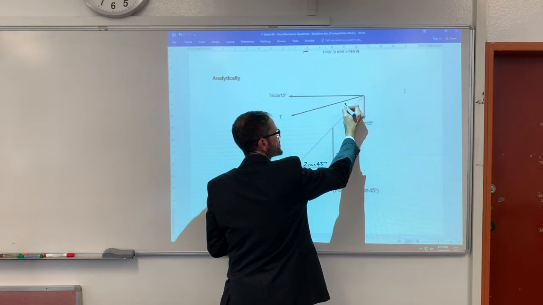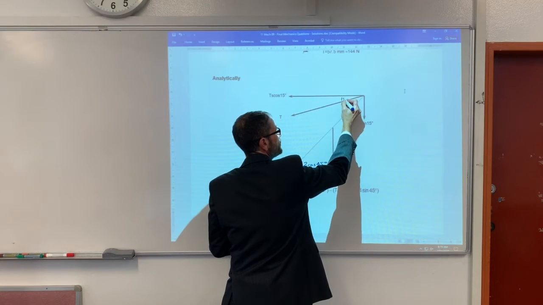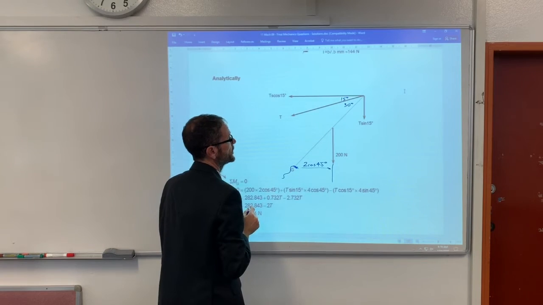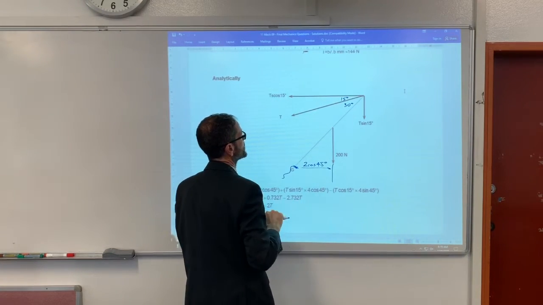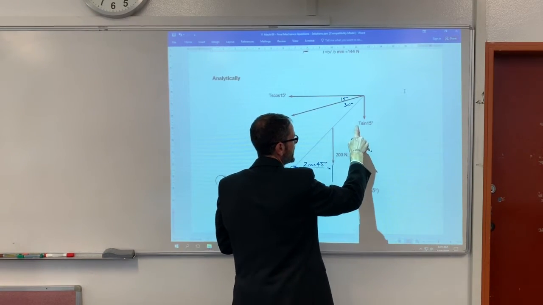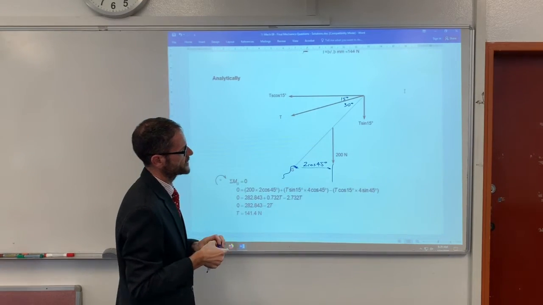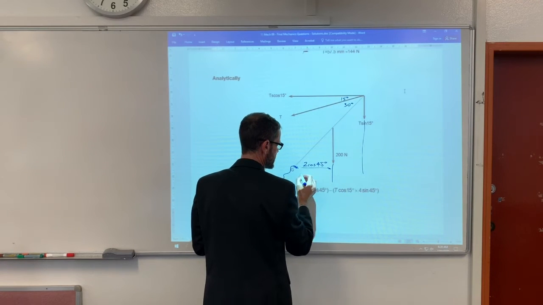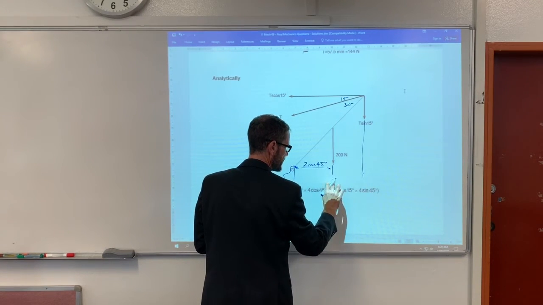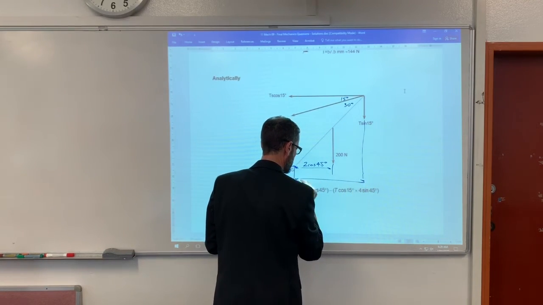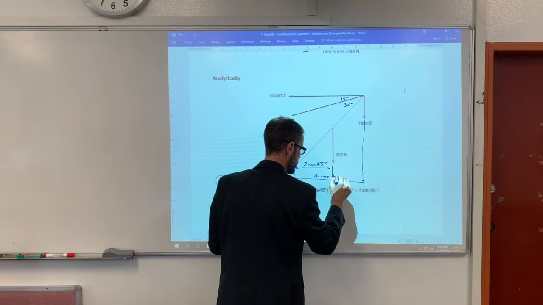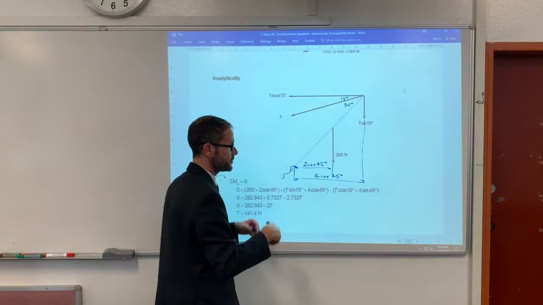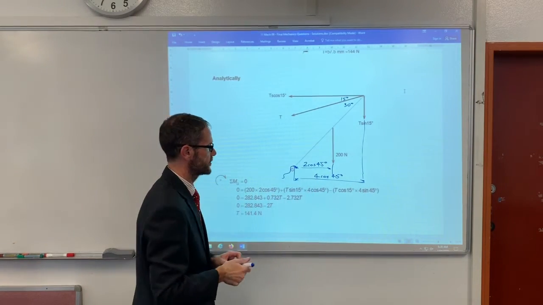I know this angle is 30 degrees, and that must be 15 degrees, because alternate angles are equal, so that's what that has to be. That's why this is T cos 15, and T sine 15 degrees. Now, this is 4 metres long, so the perpendicular distance from there to there is going to be 4 cos 45 degrees, and the perpendicular distance from there up to there is going to be 4 sine 45 degrees.